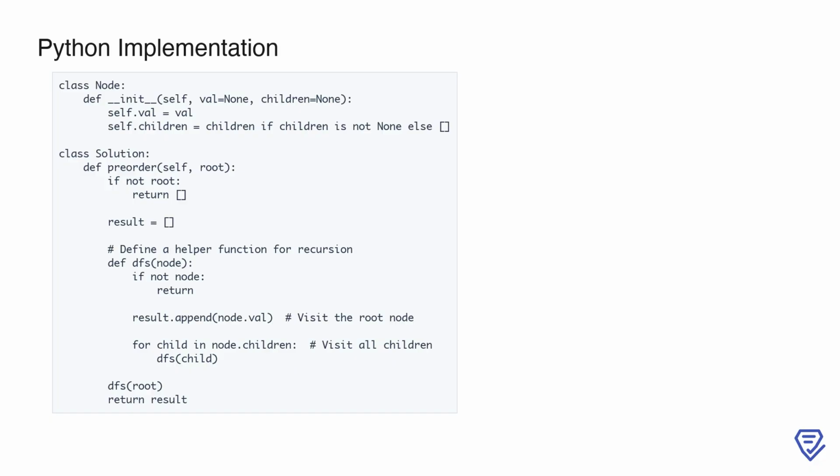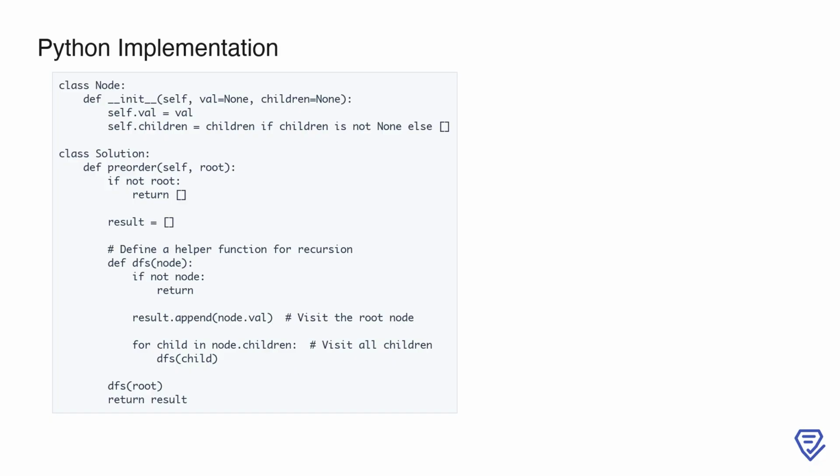5. DFS invocation. The DFS function is initially called with the root node. This starts the recursive traversal from the root of the N-ary tree. 6. Return the result. Finally, after the DFS traversal is completed, the result list, which contains the preorder traversal of the tree, is returned. This solution ensures that all nodes are visited in preorder, root-children, efficiently. The recursive structure of the DFS function mirrors the tree traversal process, making the code both simple and intuitive.